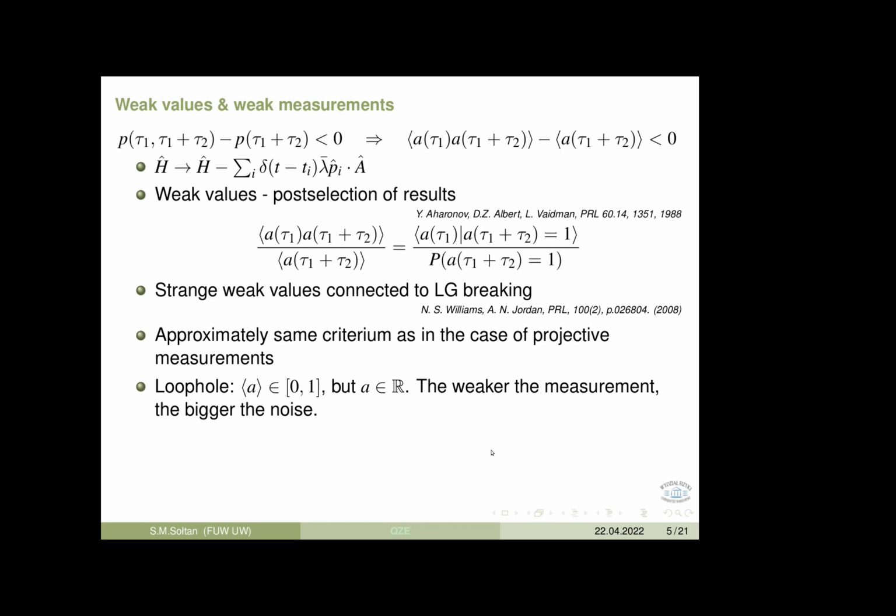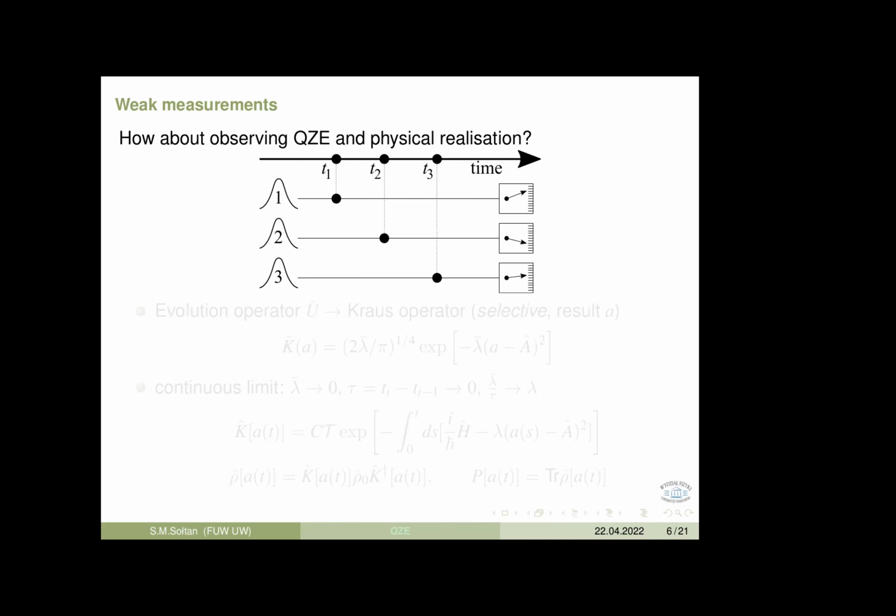So if the goal was to observe the breaking of the Leggett-Garg inequality in the same experiment as observing the Zeno effect, then we should add a disclaimer that the success depends on how much importance we assign to the noise introduced by the measurement. So, to dive a little bit more into the concept of weak measurements: when we perform such weak measurements at specific times, the evolution operator could be replaced by the specific Kraus operator.